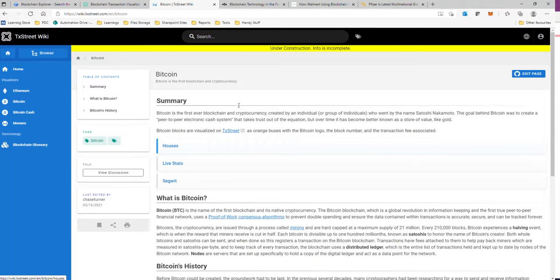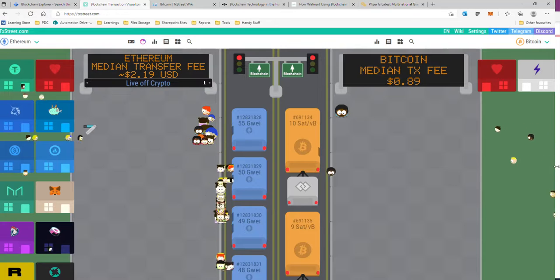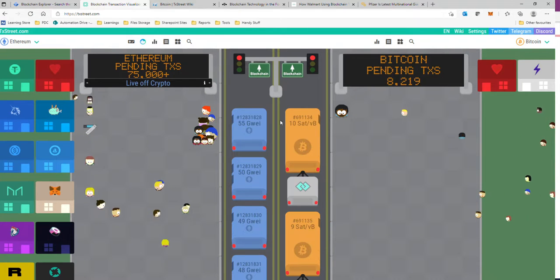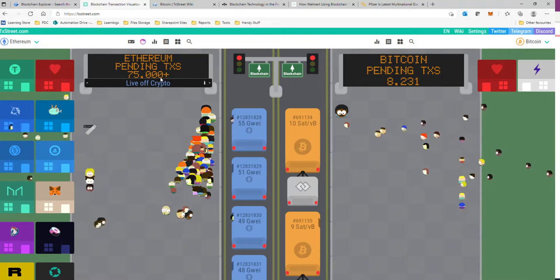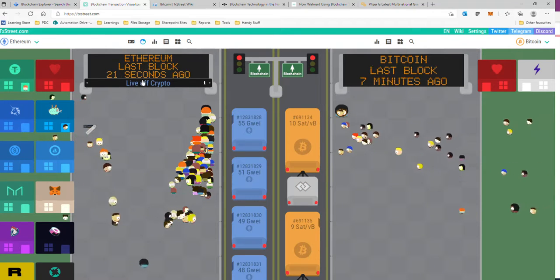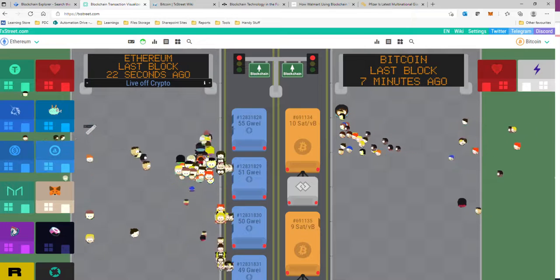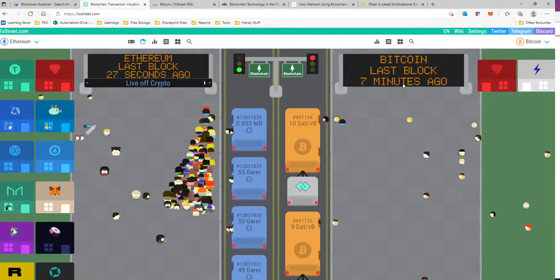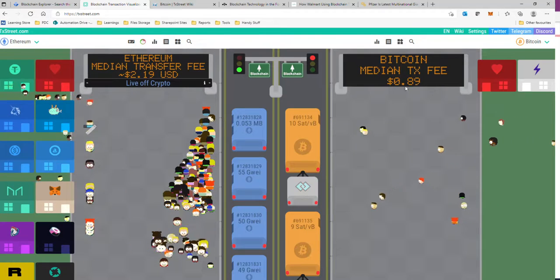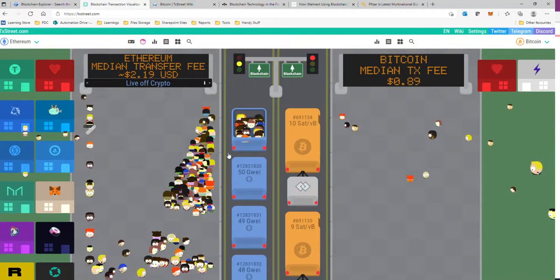Just quickly, to wrap up things on the transaction network. As I said, if you go back to this one, you can see on the Ethereum network there are a lot of transactions pending. 75,000 by the looks of it. And you can see the Bitcoin last block was only created 7 minutes ago. As I said, roughly every 10 minutes a new block is created.